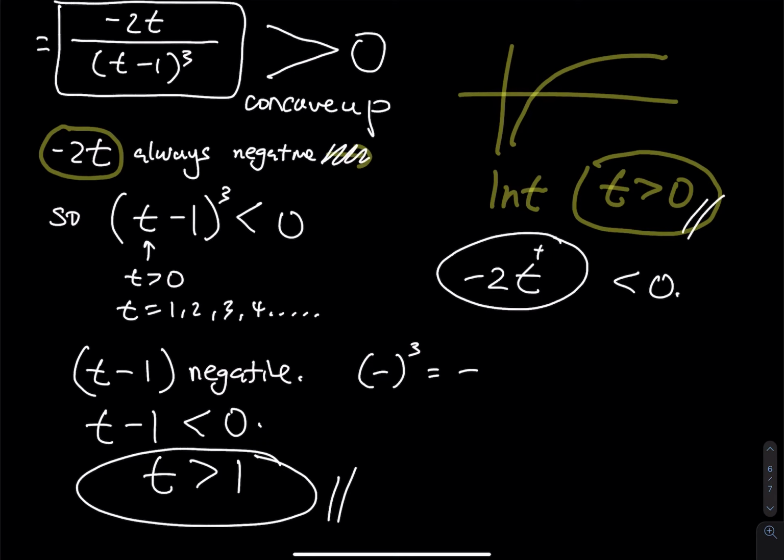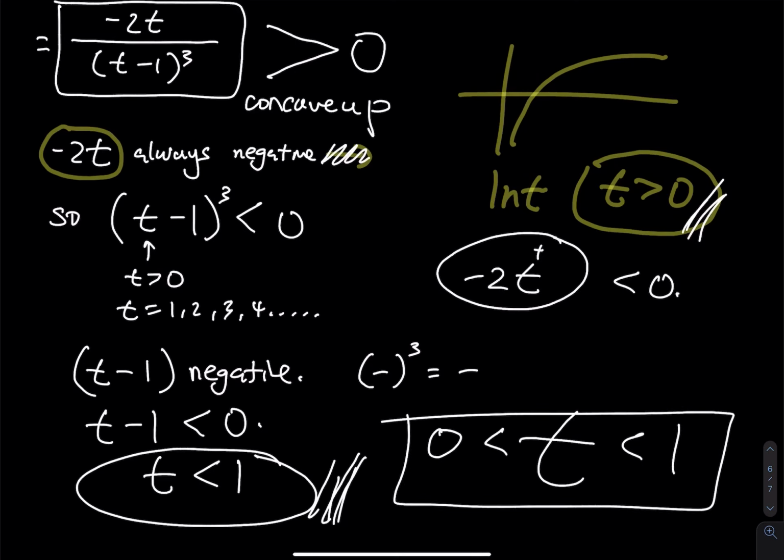hold on. Why do I make this? Solve the linear inequality, t minus 1 less than 0. So that means t must be less than 1. So less than 1, greater than 0. We combine this and that. So we have one conclusion. That means t must be greater than 0 and in the meantime, less than 1. So that is how we choose the t. As long as t is between 0 and 1, the parametric curve is concave up.